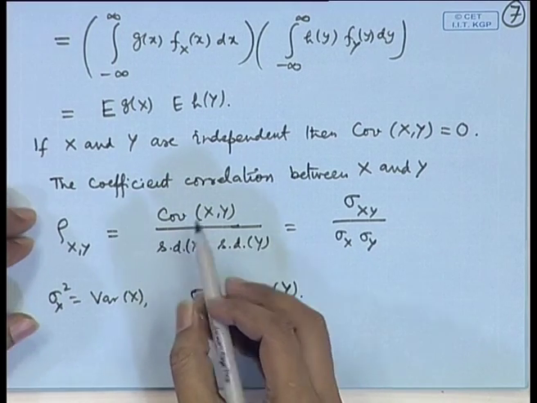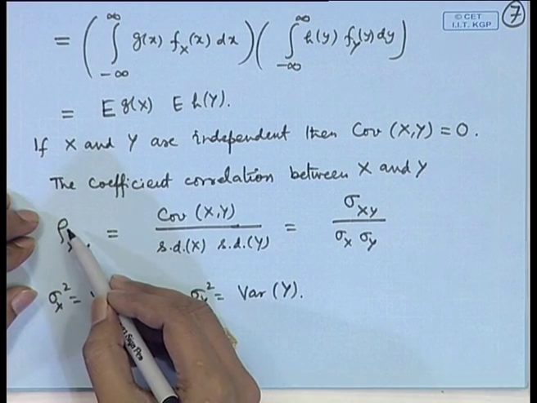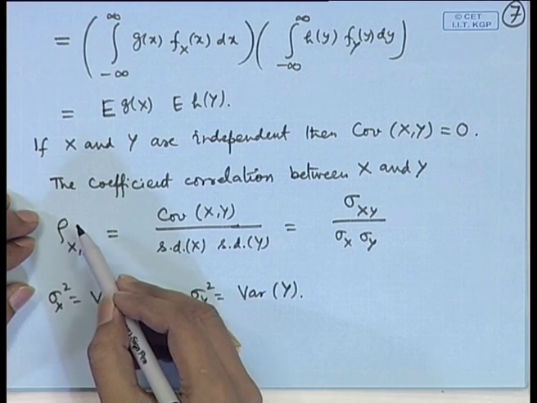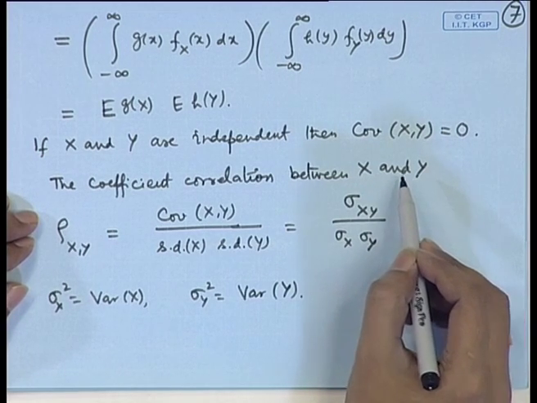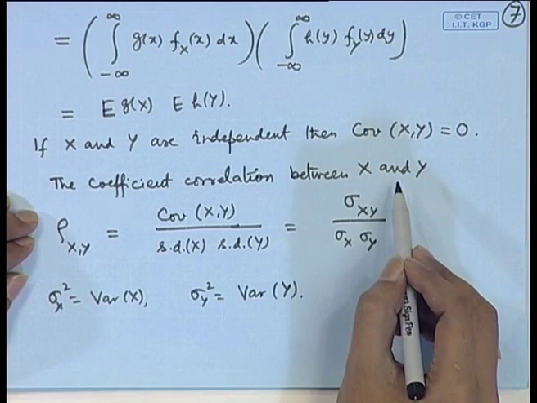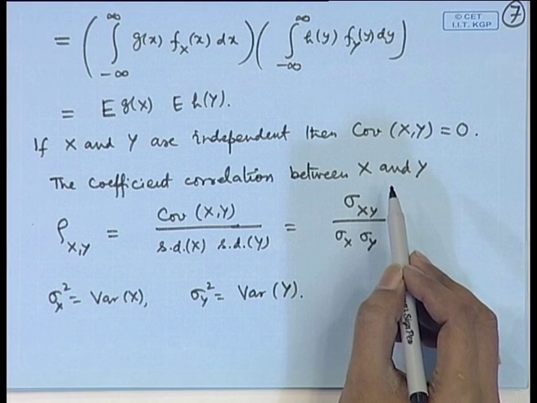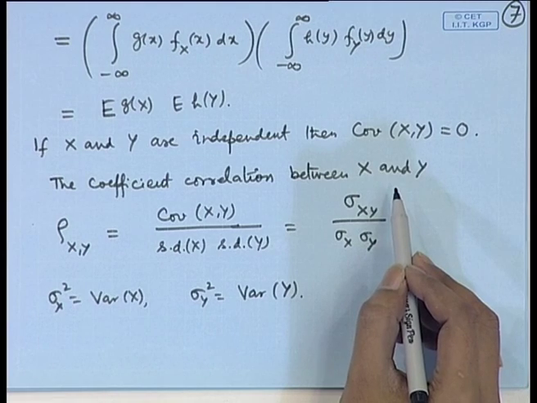Now, the question arises: what does this correlation coefficient between x and y represent? So, we claim that this gives a measure of linear relationship between the random variables x and y.